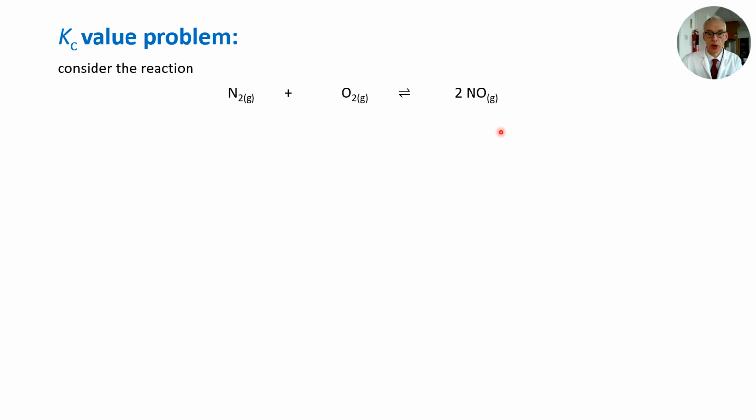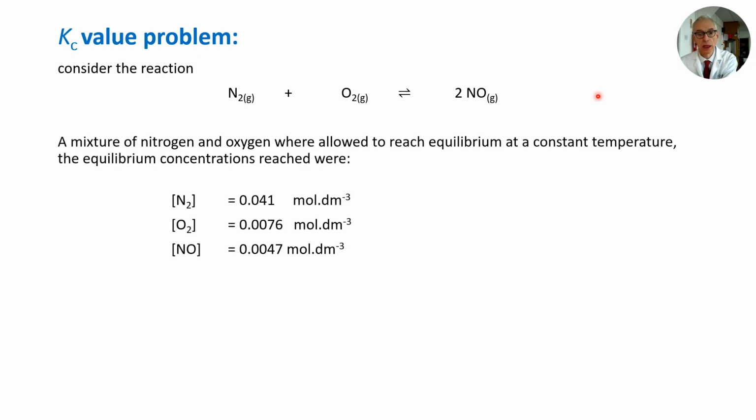So I'd like you to attempt this problem. Consider this reaction: nitrogen, oxygen, nitric oxide. Here are some equilibrium concentrations. Could you solve for Kc, that is, produce a value for the equilibrium constant Kc? Pause, come back when you are ready to check.